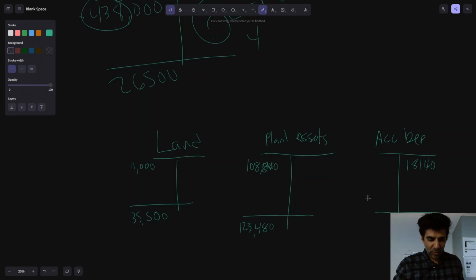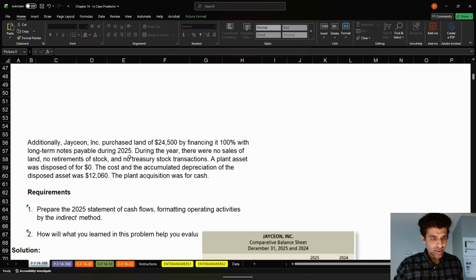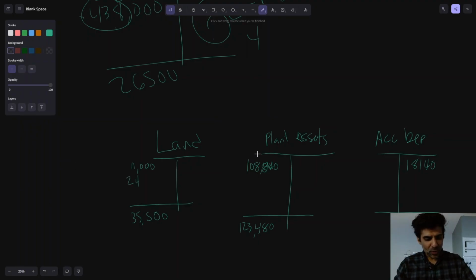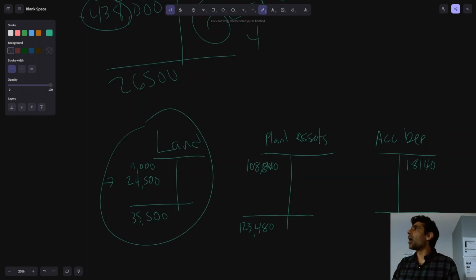Now, we have to use some of the information. It told us that the land purchase of 24,500 was financed 100% with long-term notes payable. So we added 24,500 here. So this ties, okay? We don't have to include this in the cash flow section because it was financed with the notes payable. But at least for this land account, we can see that there are no other additional land purchases because it is fully accounted for by this non-cash investment in land. Okay, so now we can just turn to these two. We were told that there was one disposition.